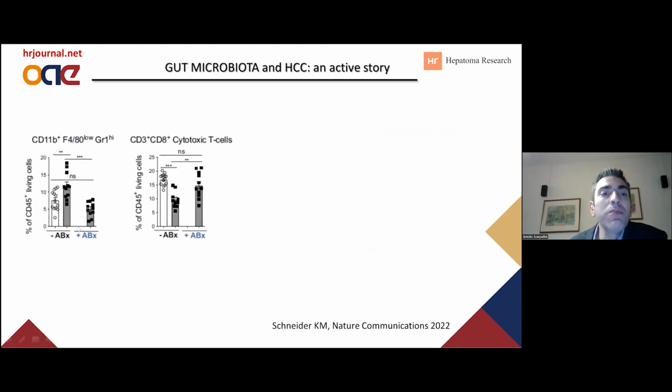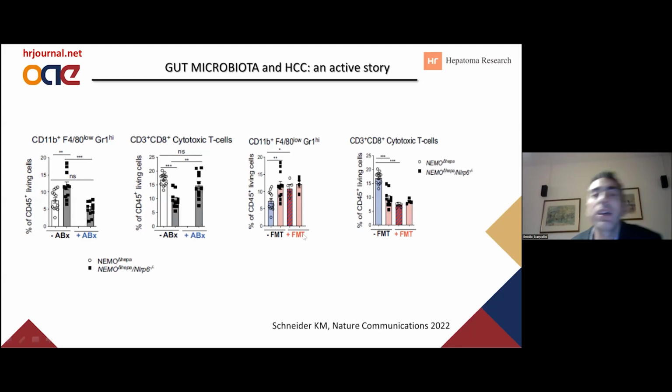What happens if we give an antibiotics cocktail to these mice? We see that these suppressor cells go down significantly, and we see that in the NEMO modified mice, this is not true anymore. What happens if we operate a fecal microbiota transplantation of NLRP6 deleted mice to the, let's say, control group, the NEMO delta EPA group of mice? It reverts: the concentration of suppressor cells goes down, and the cytotoxic CD8 cells go down as well.